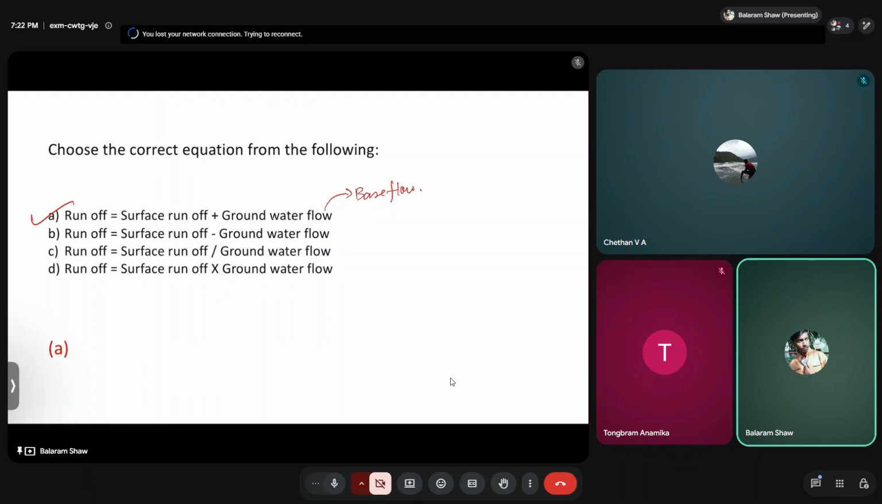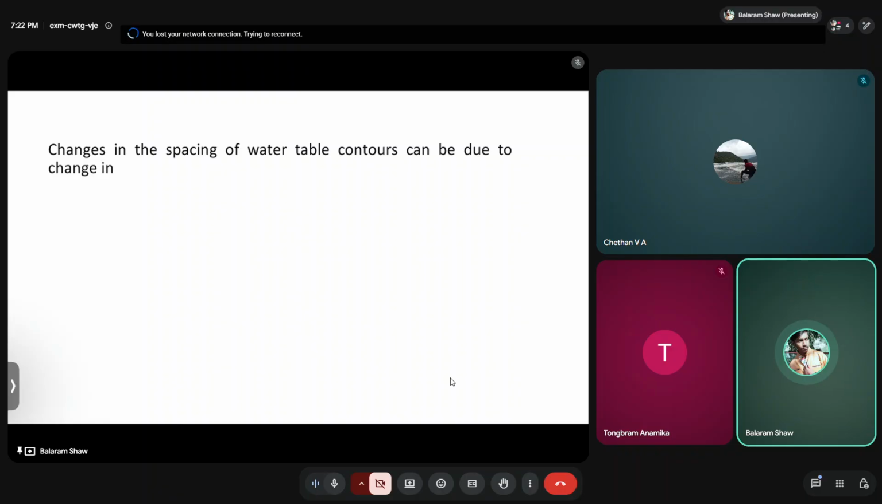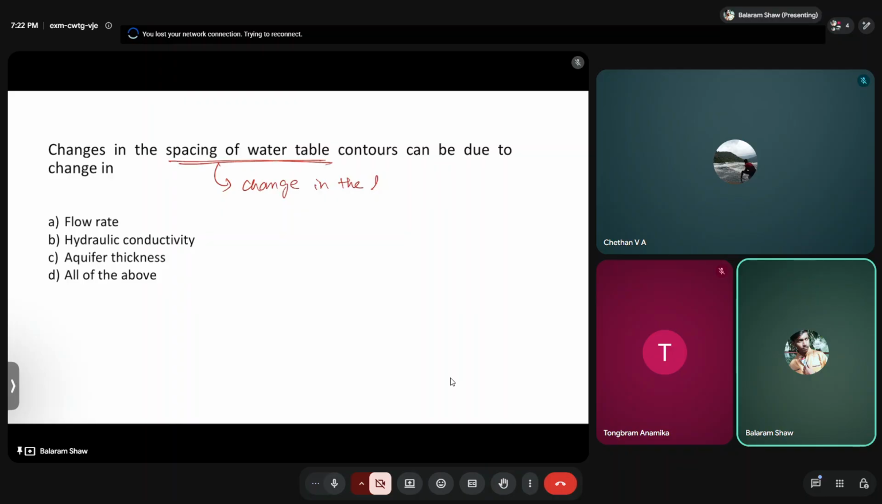The next question is, changes in the spacing of water table contours can be due to changes in. Your options are flow rate, hydraulic conductivity, aquifer thickness, or all of the above. We know change in the spacing of water table contours means the change in the hydraulic gradient.